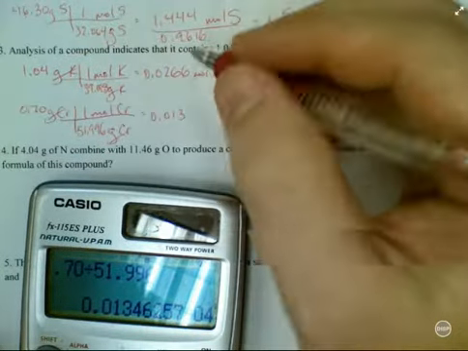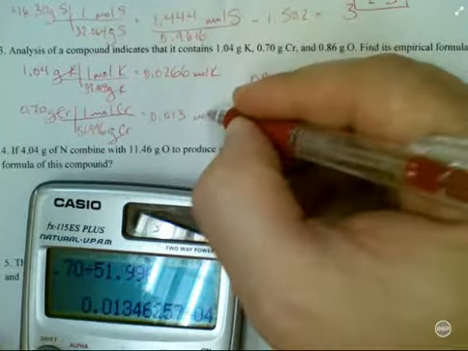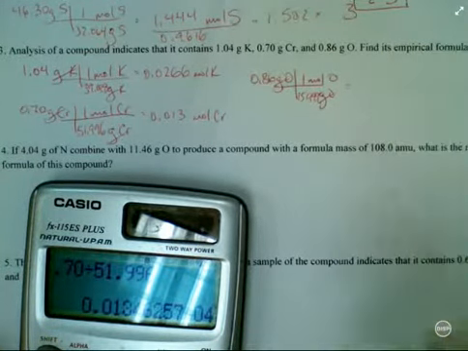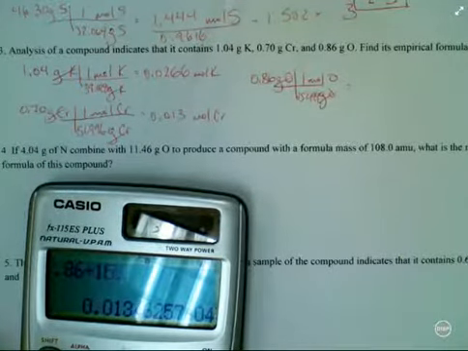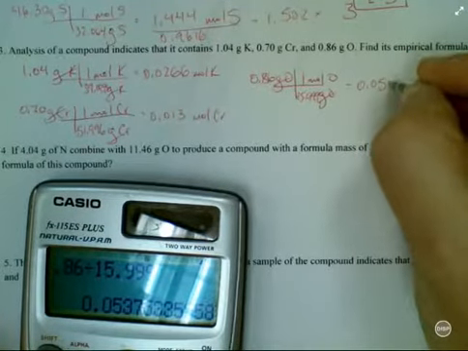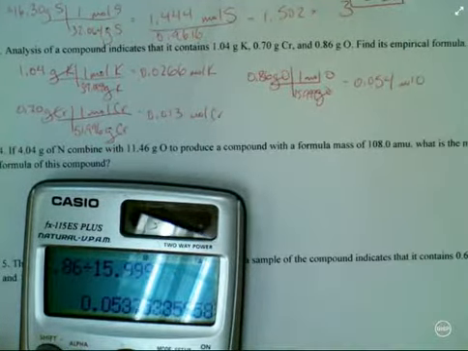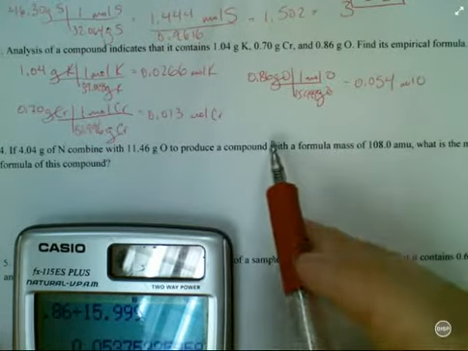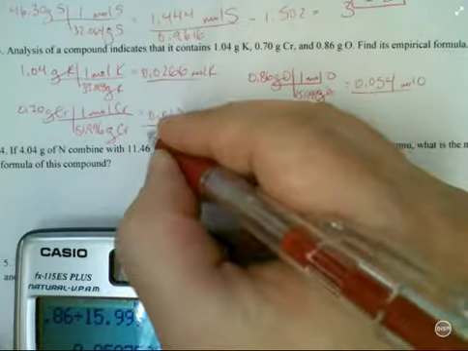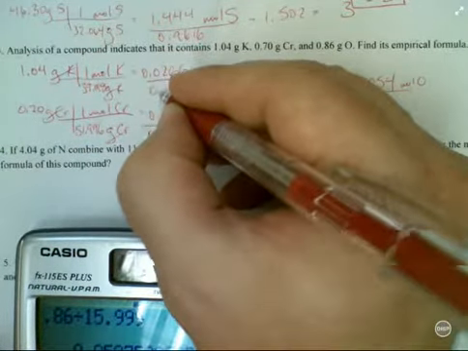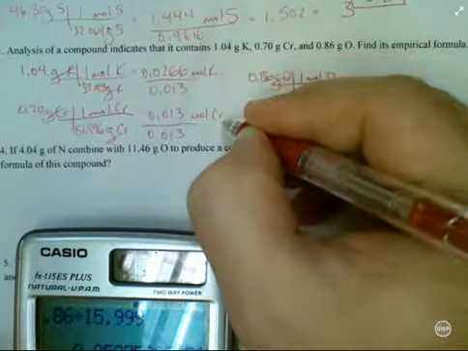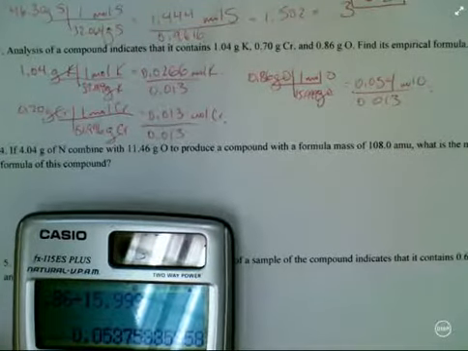0.013, 2 significant figures I'm going to use here. So that's good there. Moles of chromium. And then we use 2 significant figures for this moles of oxygen, 0.054 moles of oxygen. What's the smallest one, though? Looks like chromium. So I'm going to divide all of these by 0.013 and see what I get. And these will be the numbers for the ratios.